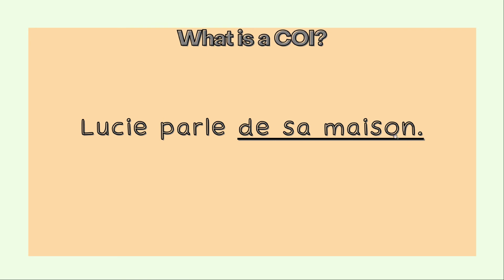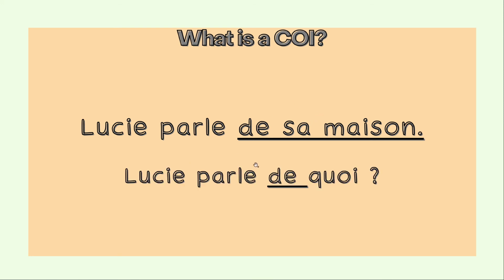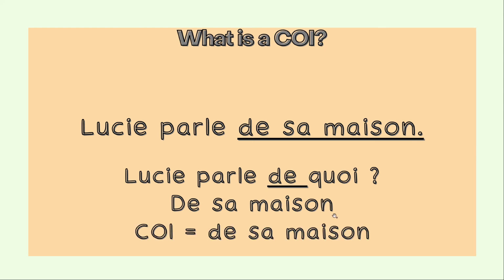Another example here is the sentence Lucie parle de sa maison. Lucie is talking about her house. Lucie parle de quoi? This time we're using the preposition de, but there's still a preposition between parler and sa maison, so it's an indirect object. Elle parle de quoi? De sa maison. Therefore, de sa maison is our COI, indirect object.